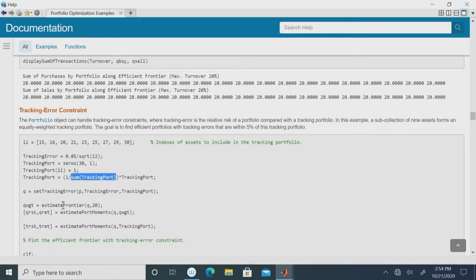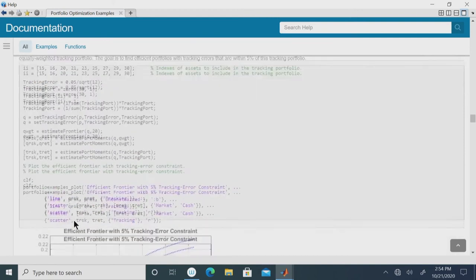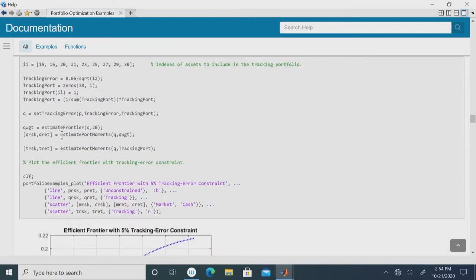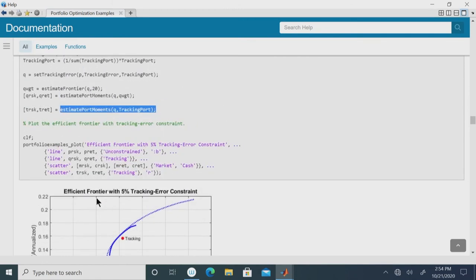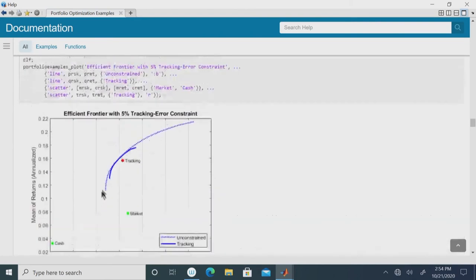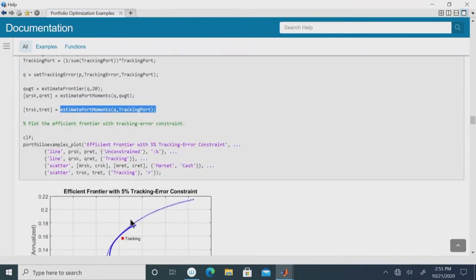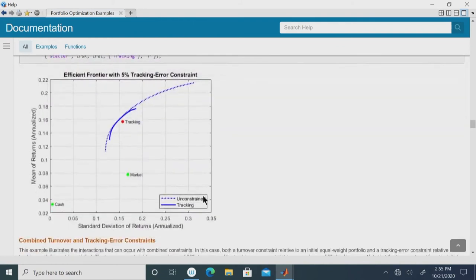So, again we estimate the efficient frontier, and this is the efficient frontier of Q, which incorporates the tracking error and takes care of the tracking portfolio. Here we will estimate the portfolio moments and the weights, and then the one with the tracking portfolio. So, now we will calculate the efficient frontier in both the scenarios. In the first one, the one with the dotted line is going to be nothing but the unconstrained efficient frontier as before, with no constraints being imposed.